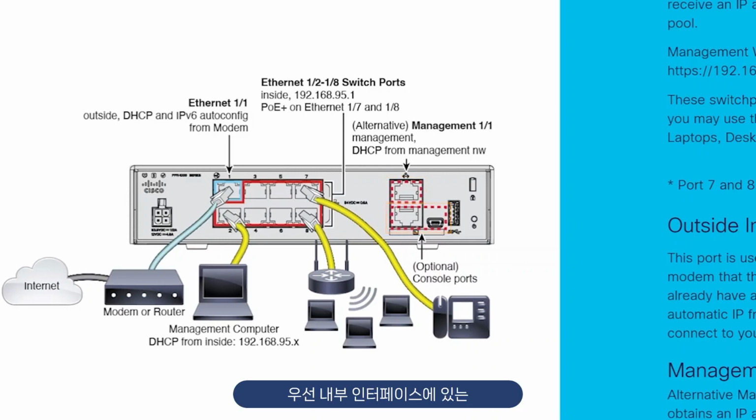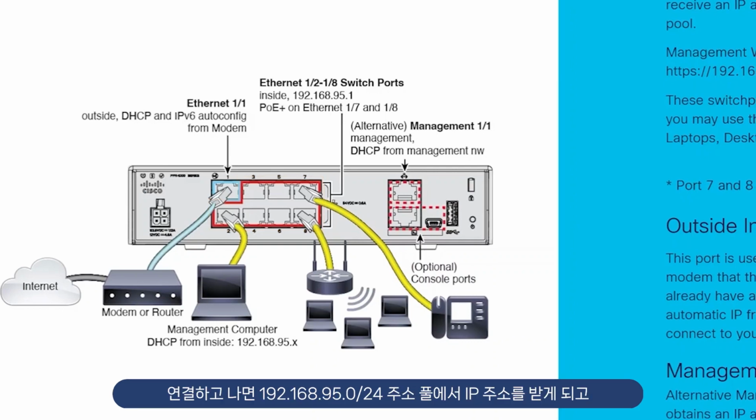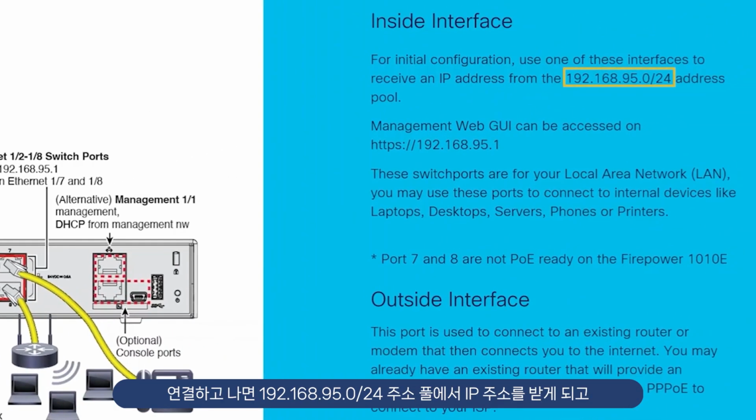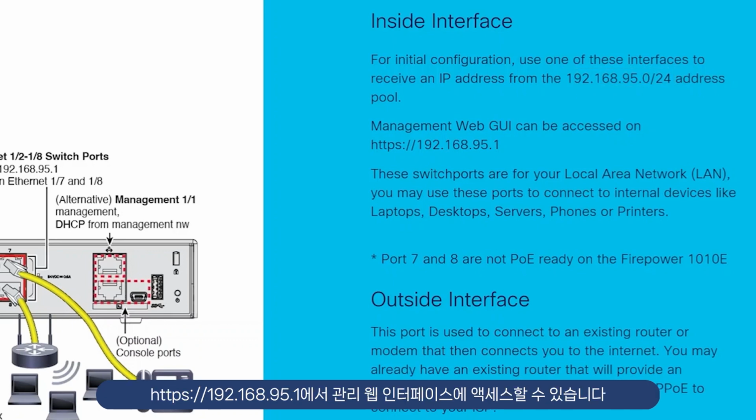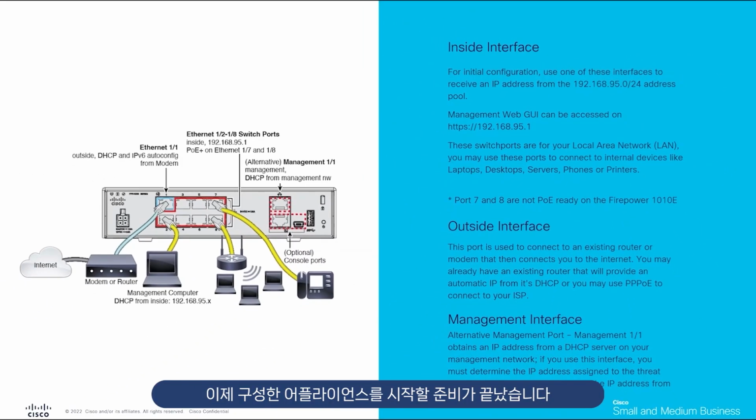To begin, I would ask you to connect to one of the ports from between 2 to 8, which is in the inside interface. You would then receive an IP address from the 192.168.95.0/24 address pool, upon which you would then be able to access the management web interface on https://192.168.95.1. Once we've done that, we can then begin to configure the appliance.